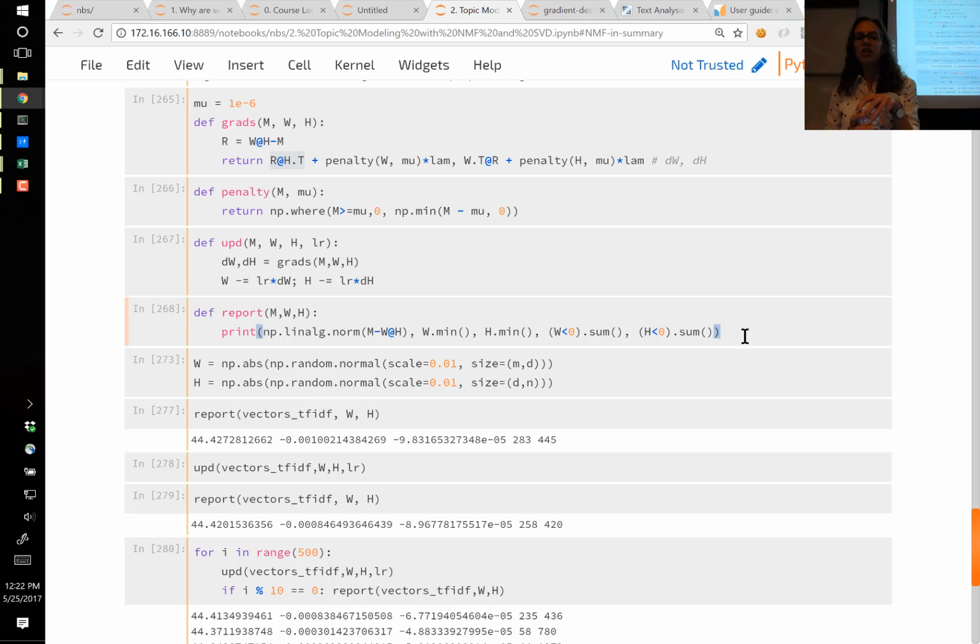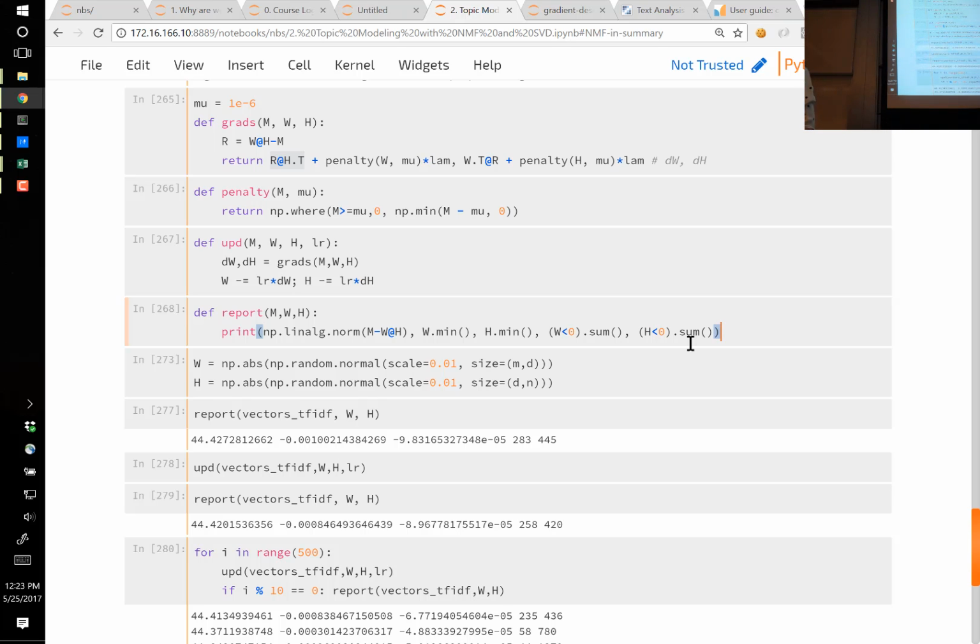So the first term is showing M minus W times H, just seeing how far apart they are. Is WH a good approximation of M? Then we're going to look at the minimum of W and the minimum of H. If we got like negative 1,000, that would be a really bad sign. Ideally, those would be 0. And then also the sum of how many of the terms are less than 0. Any questions so far about these methods we're defining?